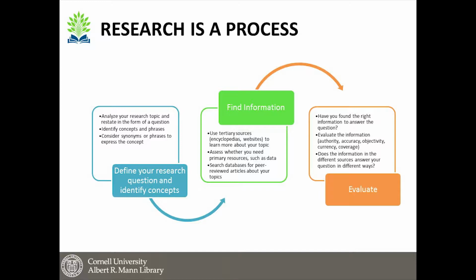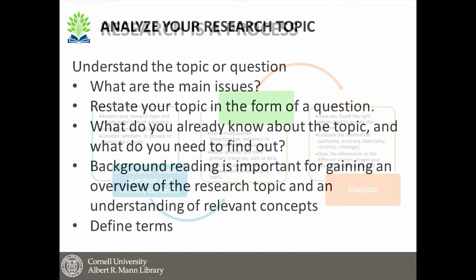Thirdly, you will evaluate the searching you have done. Have you found the right information to answer the question? You'll need to evaluate the information, its authority, accuracy, objectivity, currency, and coverage to make sure that it is appropriate for use in your research paper. And does the information in the different sources answer your question in different ways? Depending on your answers to this last set of questions, you may need to repeat some or all of the steps in the research process until you have all the information you need to answer your research question.